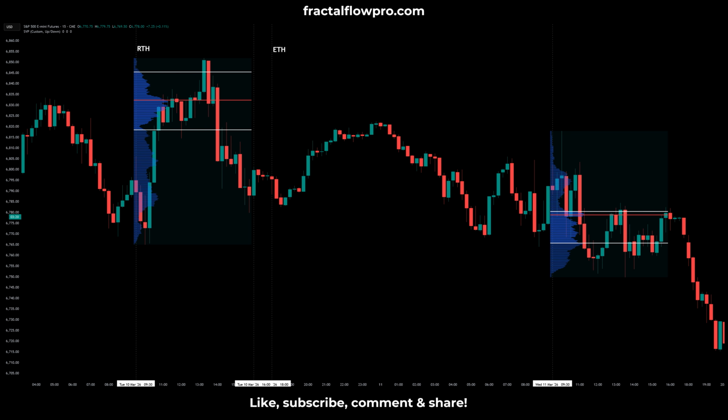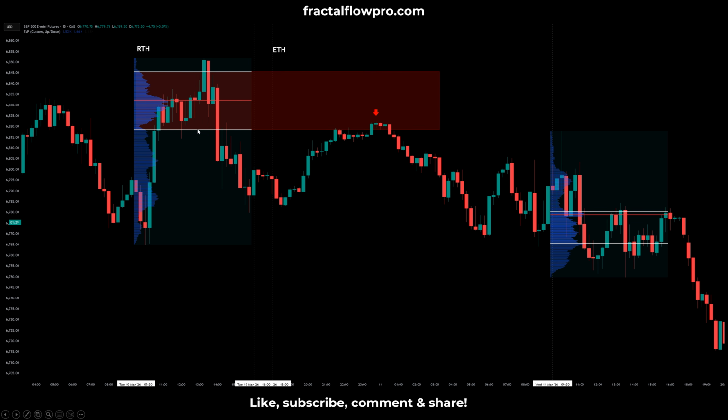In this chart, you can see the boundaries of the RTH and the ETH sessions. The blue profile represents the RTH profile using the core value area of 40% in this case. If we extend the value area into the ETH session, we see that the core value area works extremely well as a supply zone, highlighting one of the main reversals of the overnight session.